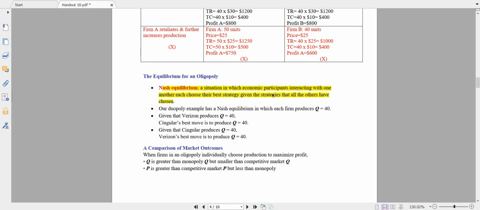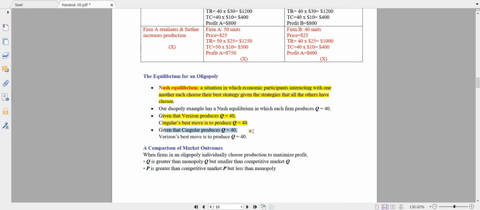Nash equilibrium is a situation in which economic participants interacting with one another each choose their best strategy given the strategies all the others have chosen. So 40 is going to be the best strategy for Verizon given that Singular is producing 40. So this point is also illustrated over here. So in our duopoly example, the Nash equilibrium is that each firm produces 40. Why do we call this the Nash equilibrium? Because given that Verizon produces 40, what is the best strategy for Singular? Singular will increase its production to 40 as well.